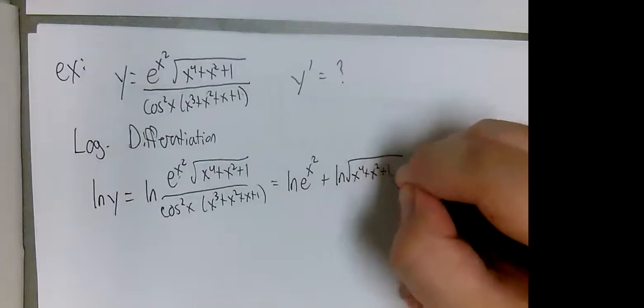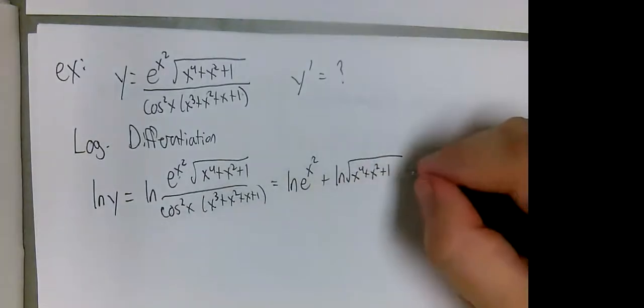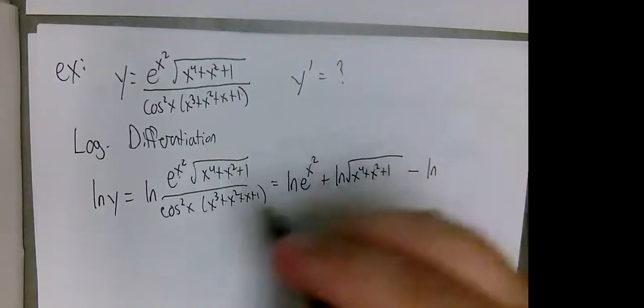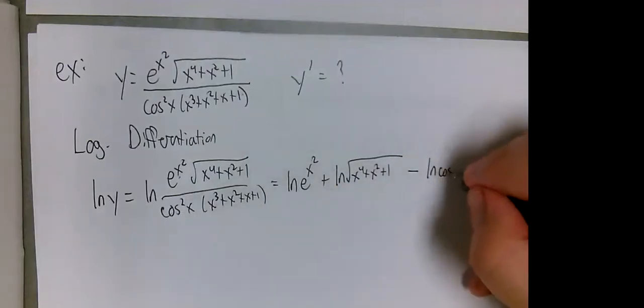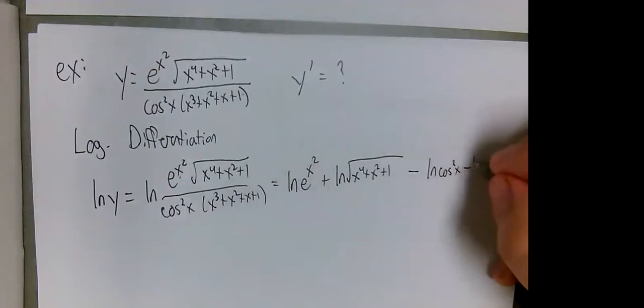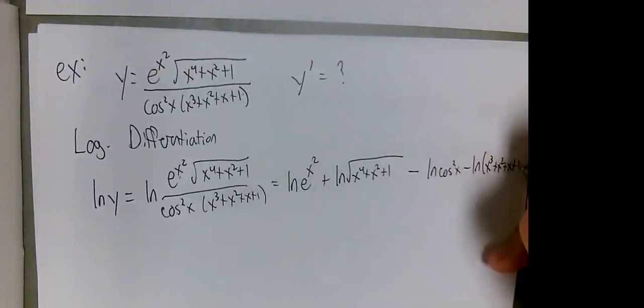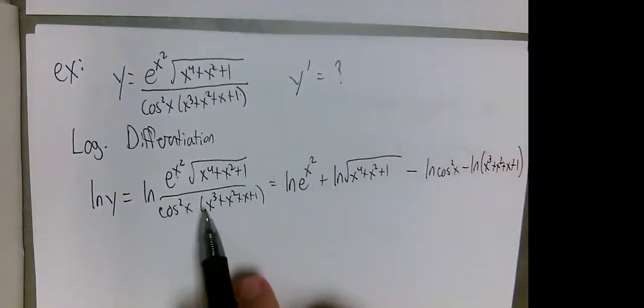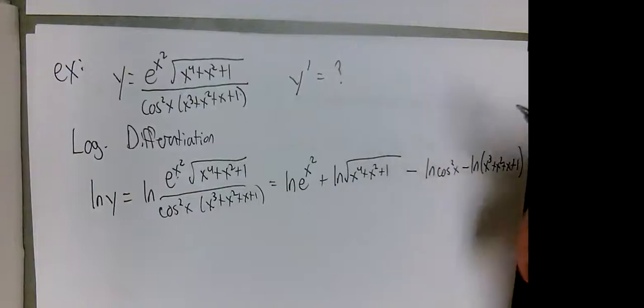So our numerator will turn into this, and then we subtract, and then we have our bottom here. So we have ln of cosine squared of x minus ln of all of this polynomial. So division is subtraction, so we're subtracting the log of both of these here. Okay. And then even after that, I could do a little more cleaning up.